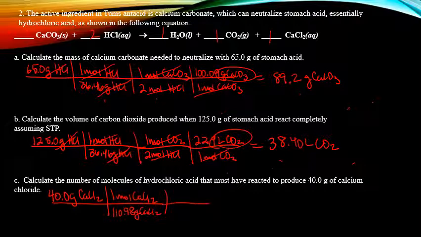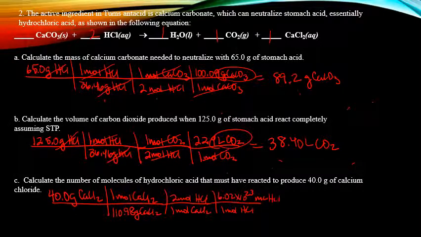And now, to get rid of my moles of calcium chloride, I'm going to put 1 mole of calcium chloride, again, because its coefficient is 1, and 2 moles of HCl, because its coefficient is a 2. And then finally, because I'm going to molecules, I will say 1 mole of the HCl is equivalent to 6.02 times 10 to the 23rd molecules of HCl. And now we're ready to solve.